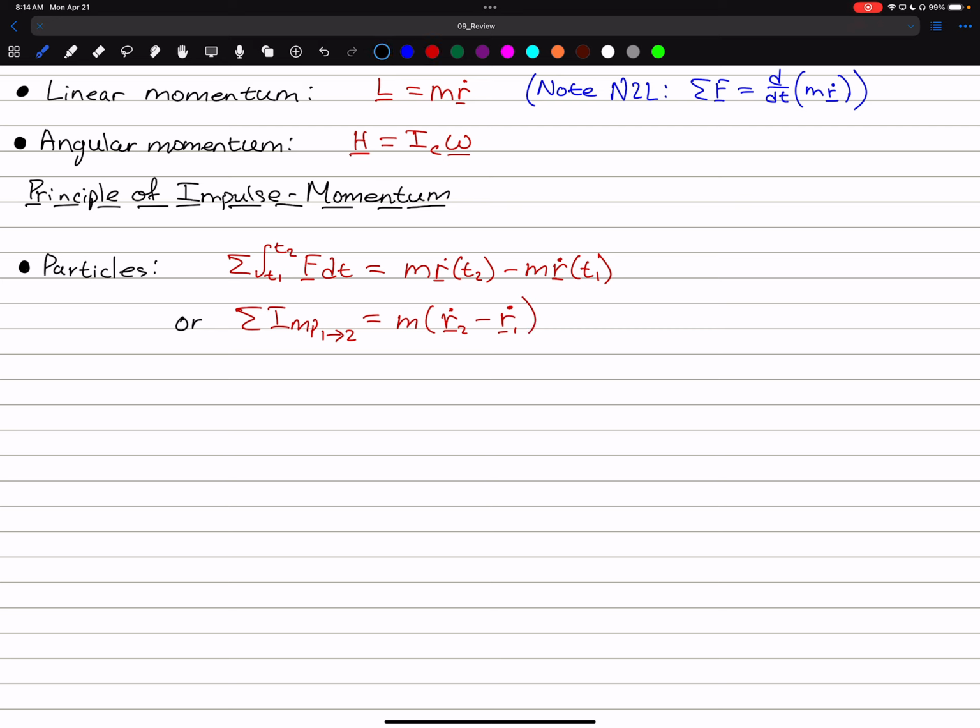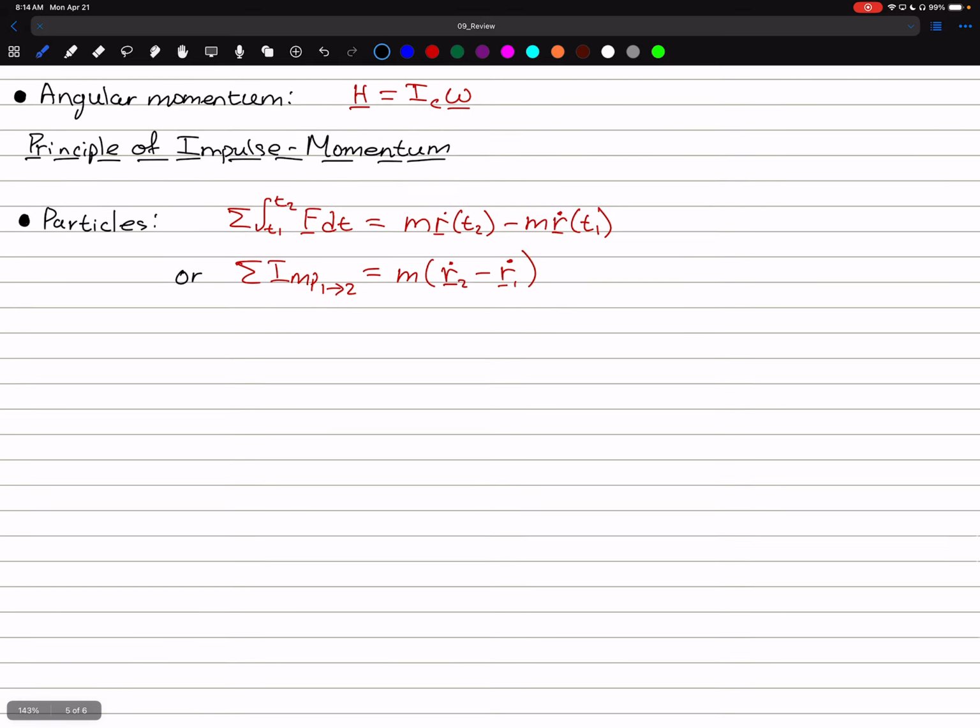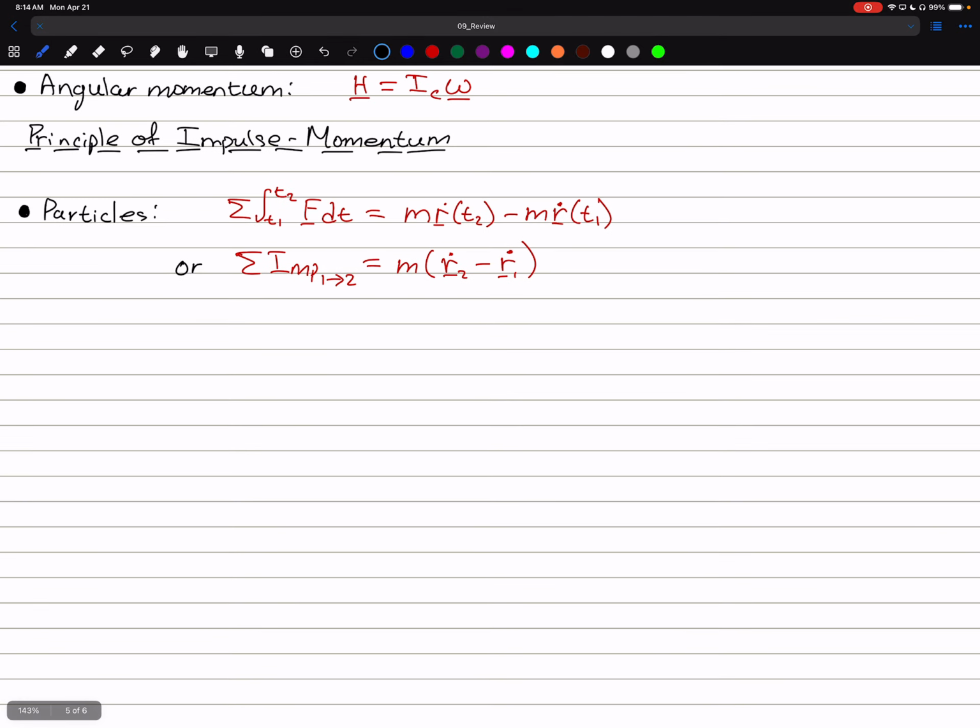So mass is constant, and everything we did here, mass was always constant. When we dealt with rigid bodies, we ended up having to deal with linear momentum in two directions for planar motion. If you're doing 3D, you've got linear momentum in three directions. And then for planar motion, we also had a single angular momentum term.